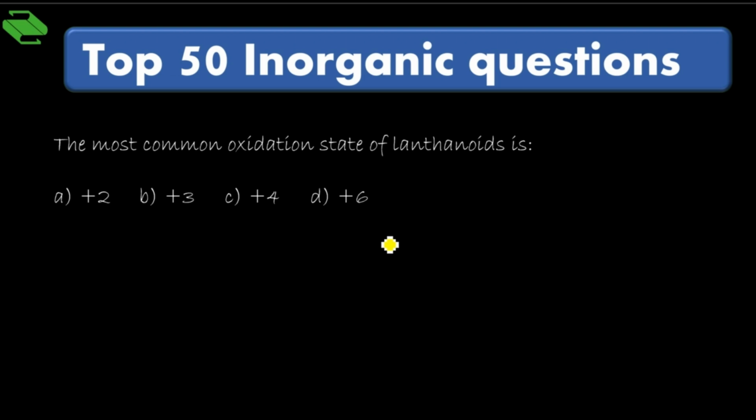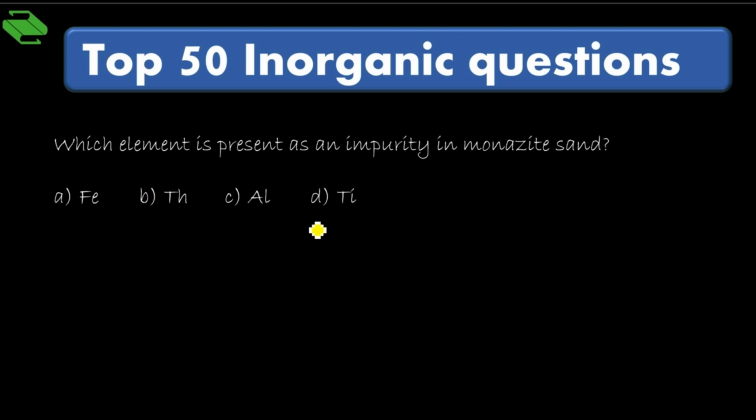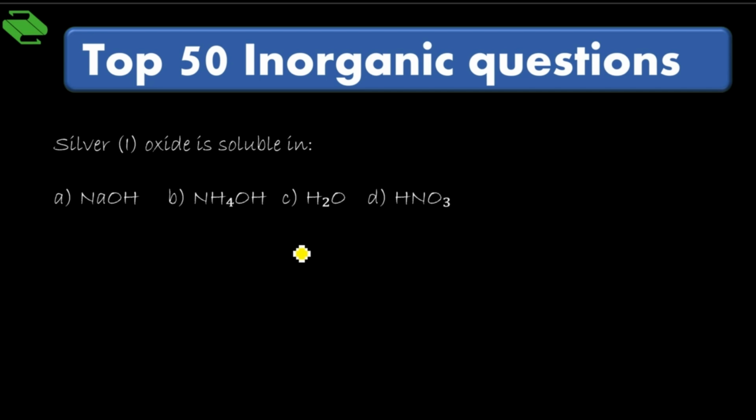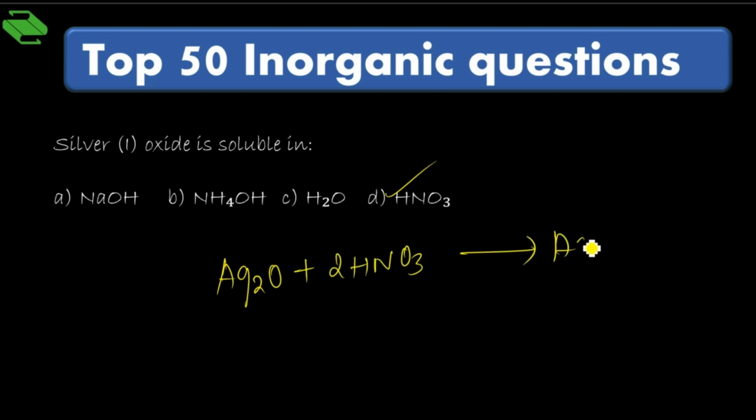Most common oxidation state of lanthanides, that is, of course, our +3 oxidation state. Which element is present as an impurity in monazite? Silver 1 oxide is soluble, which is a big metal and which should be soluble in HNO3, because with silver oxide, HNO3 is forming silver nitrate.